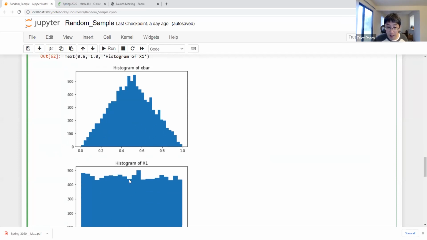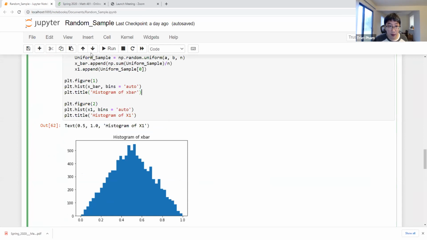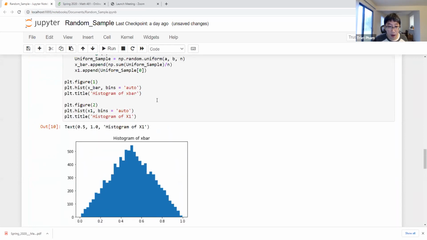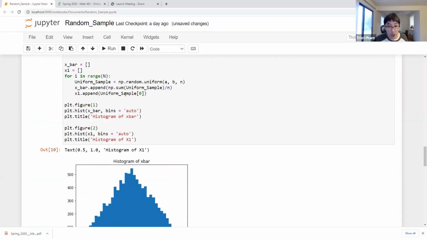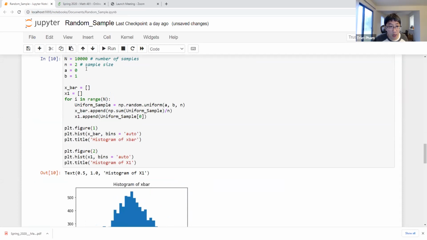Notice it's very contrasting. Also notice that this is not a normal shape, okay? This is too far from normal to be normal. It is really a triangular shape, not a normal shape. But the point I want to make is, again, that the X bar and the population distribution are not the same thing. And of course, if you change n equal to 3, you get an even more interesting shape.